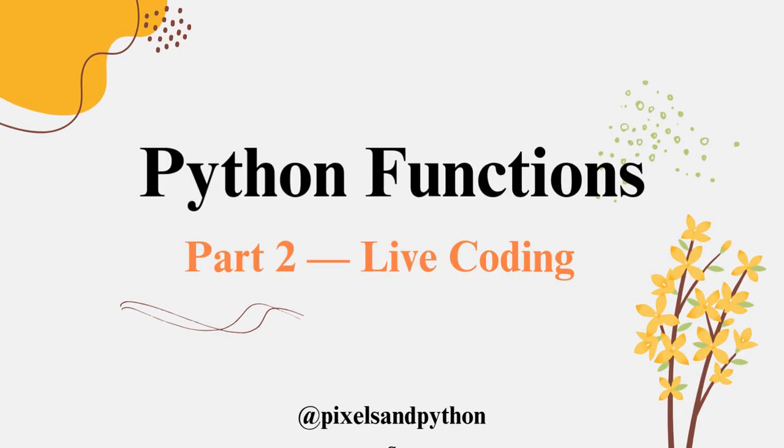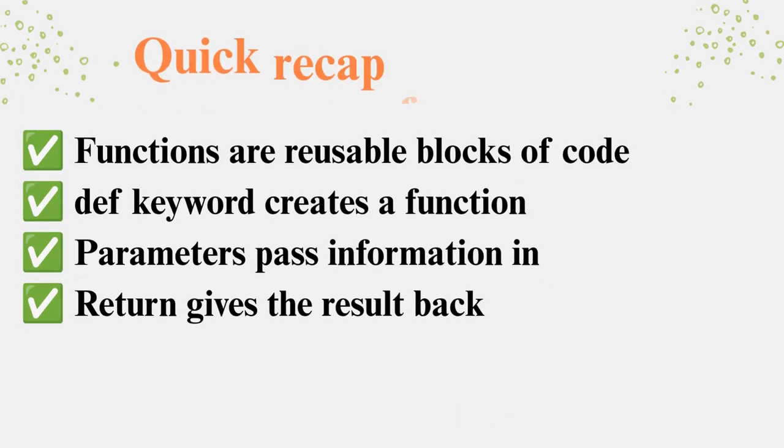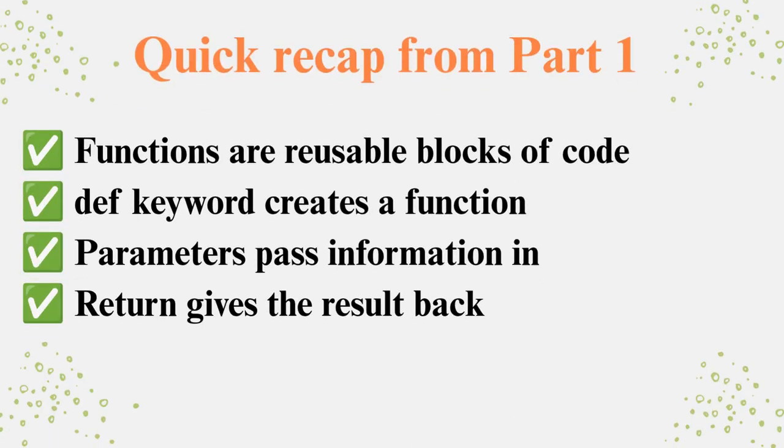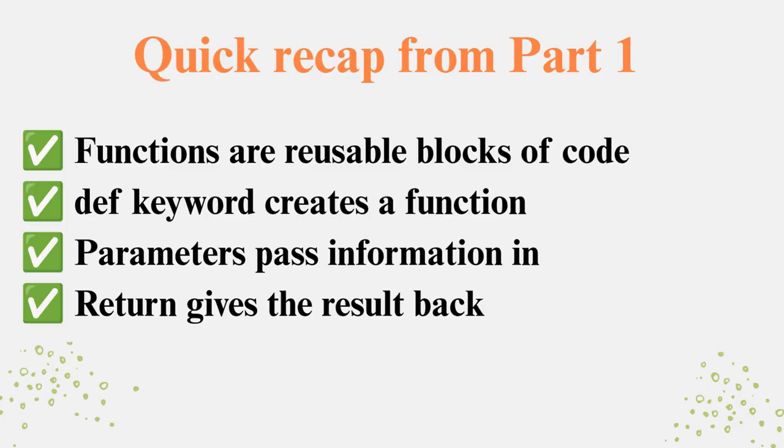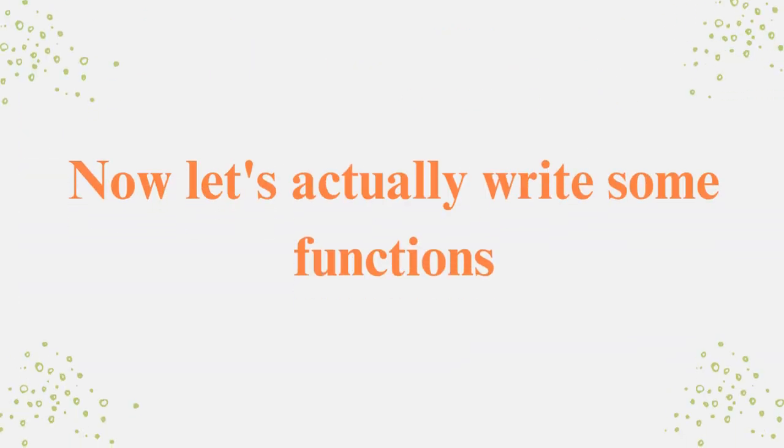This is part 2 of Python functions. In part 1, we covered all the theory. Today, we're actually writing functions in Python. Let's get into it. Quick recap from part 1. Functions are reusable blocks of code. The def keyword creates a function. Parameters pass information into the function and return gives the result back. Now let's see all of this in actual code. Let's write some functions right now.